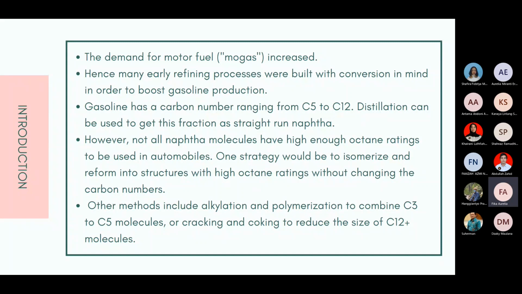Other methods include alkylation and polymerization to combine C3 to C5 molecules, or cracking and coking to reduce the size of C12 plus molecules.